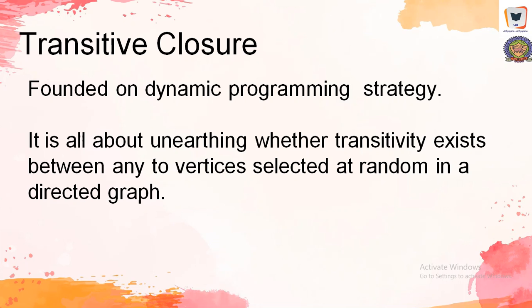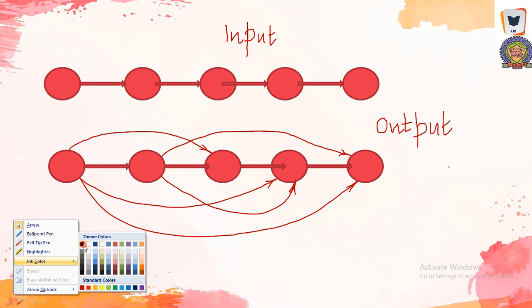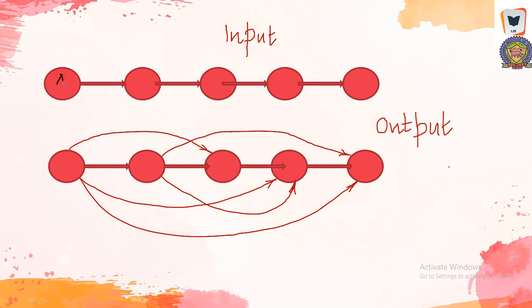Transitive closure will take an input of vertices something like this. This is a trivial connection. Let us say this is vertex A and this is vertex B. We will sketch that. So from the adjacency matrix, this is visible. A to B is connected, B to C is connected, C to D is connected, D to E is connected. This is what an adjacency matrix would say.